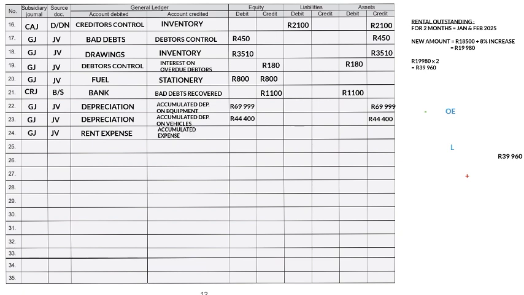Equity will be debited with 39,960 Rand. And liabilities will be credited with 39,960 Rand.